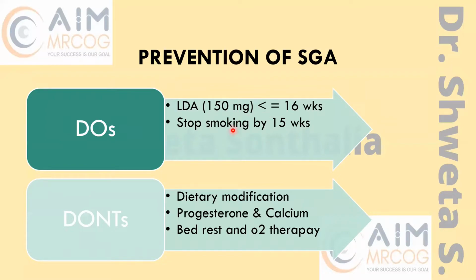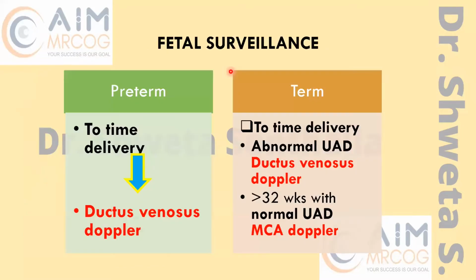This is what they have asked: stop smoking by what week? 15 weeks. So stopping smoking by 15 weeks is important, and low dose aspirin at less than or equal to 16 weeks. These are the only two things you are going to do for prevention. So what will you not do? Don't do dietary modification, progesterone and calcium, bed rest and oxygen therapy. So never choose these in the options. These are not recommended. Only two things are recommended for prevention of SGA.